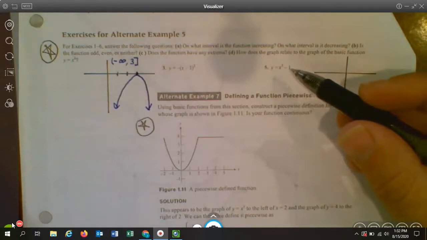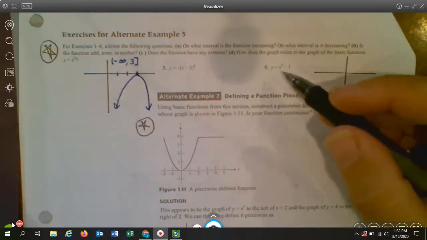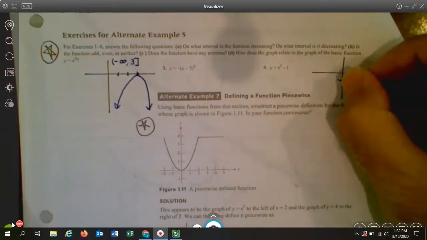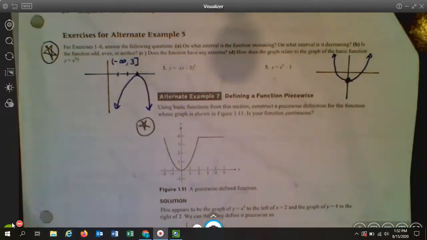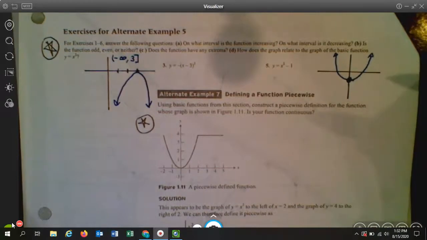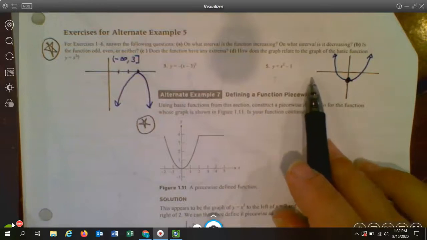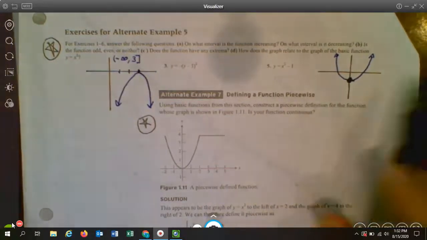Notice on this one, now the -1 is not inside of parentheses. So now we're looking at a vertical shift. We're going to take our x squared function and shift it down 1. So we'll call this -1 right there. So our vertex is now 0, -1. And we're going to get that graph right there. And so again, to answer those same couple types of questions, you can see that the decreasing interval is from negative infinity to 0. And then the increasing interval would be from 0 to positive infinity.